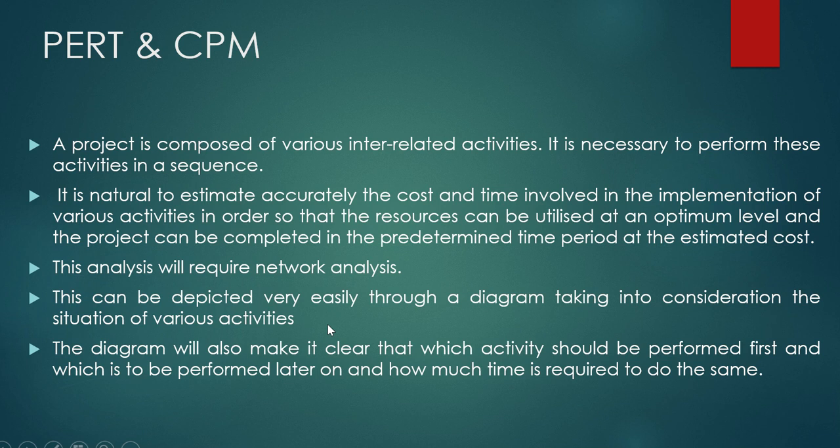Why is this diagram or this network a bit complex? Because in a flowchart we do not consider activities which have to be completed simultaneously. But in networks, we complete activities simultaneously as well, right? Once we take an example, you will be clearer about it. The diagram will also make it clear which activity should be performed first and which later on, and how much time is required to do the same.